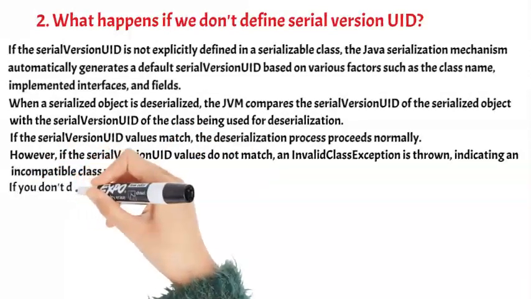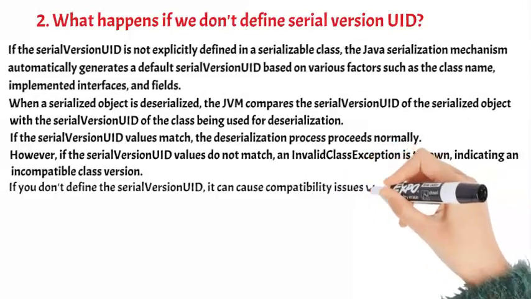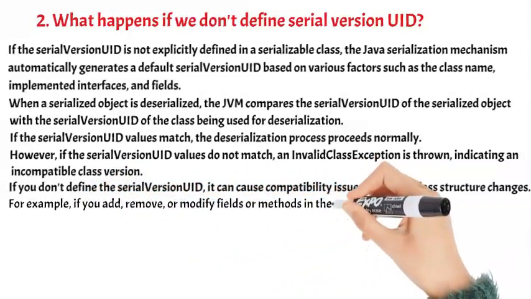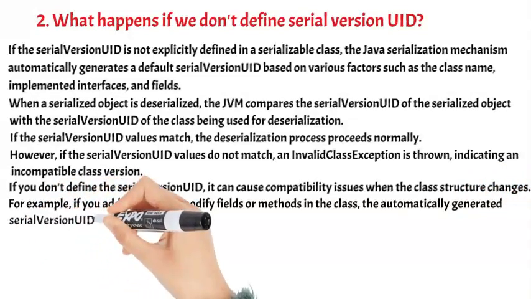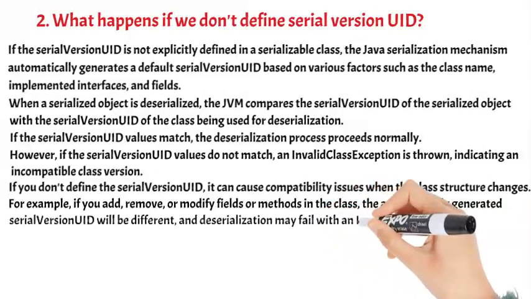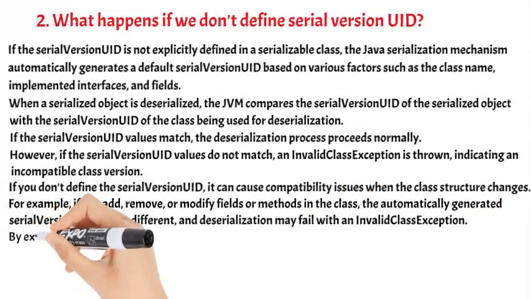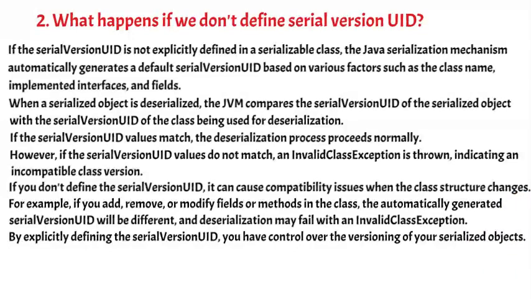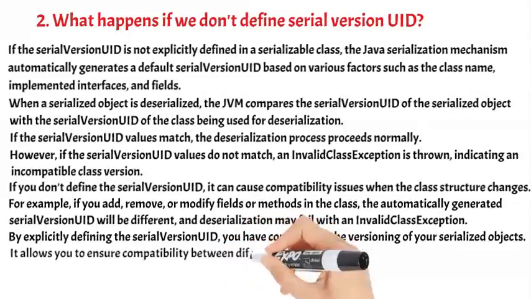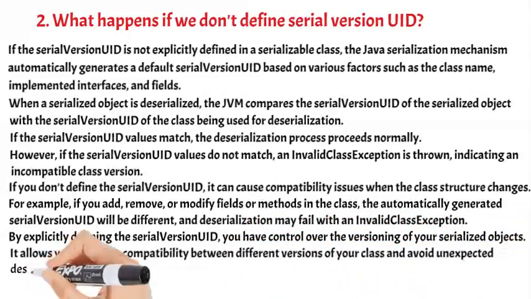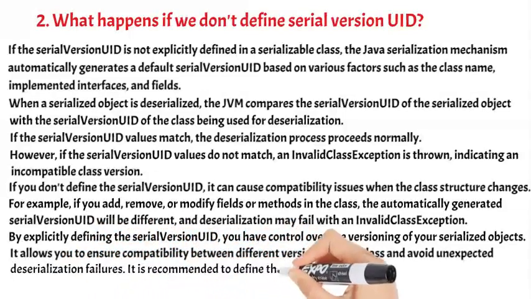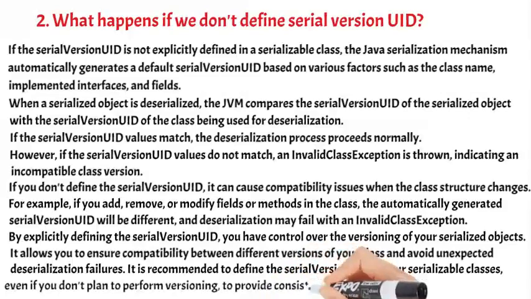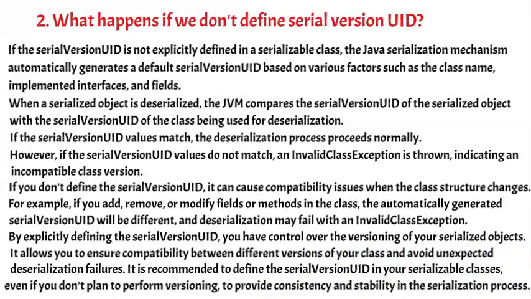If you don't define the serial version UID, it can cause compatibility issues when the class structure changes. For example, if you add, remove, or modify fields or methods in the class, the automatically generated serial version UID will be different, and deserialization may fail with an invalid class exception. By explicitly defining the serial version UID, you have control over the versioning of your serialized objects. It allows you to ensure compatibility between different versions of your class and avoid unexpected deserialization failures. It is recommended to define the serial version UID in your serializable classes, even if you don't plan to perform versioning, to provide consistency and stability in the serialization process.